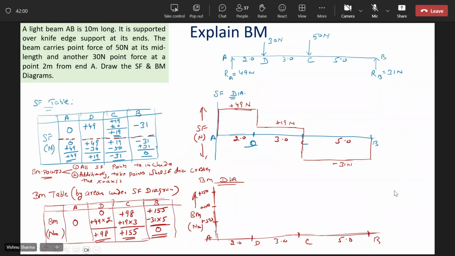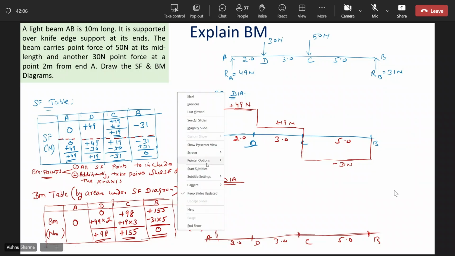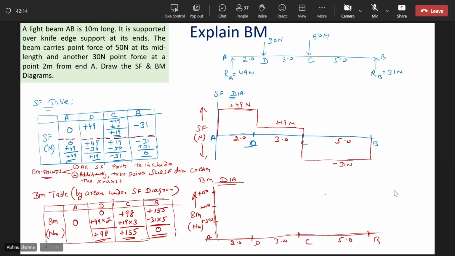Now I'll plot these points first and then we'll decide how to join them. Because points can be joined in different ways. They can be curves, they can be straight lines, and a curve can have different curves. At A, it is 0. At D, it is plus 98. At C, it is plus 155. And at B, it is 0.